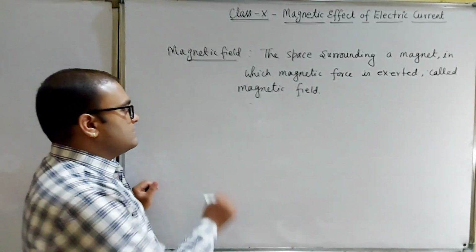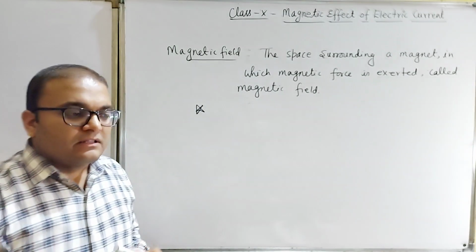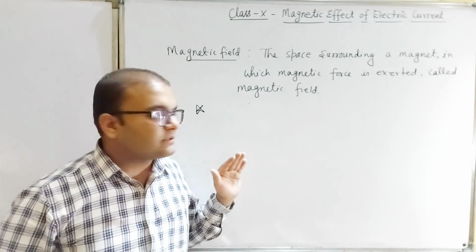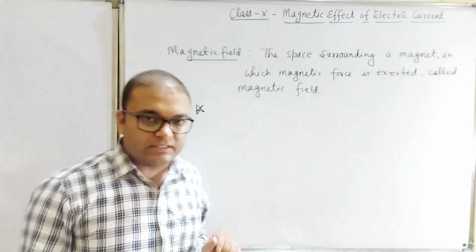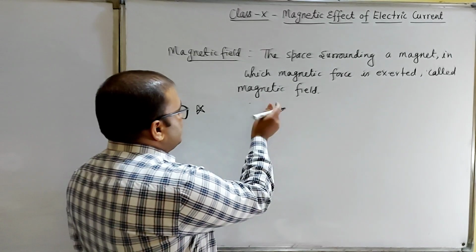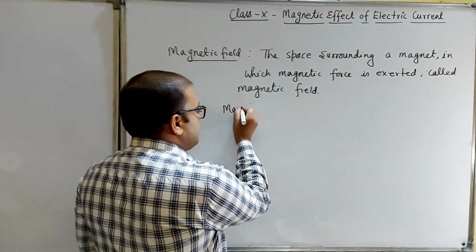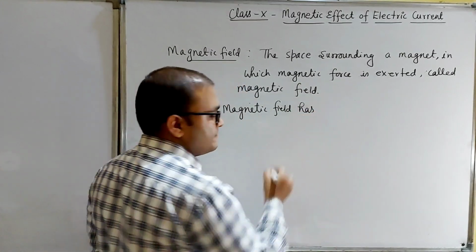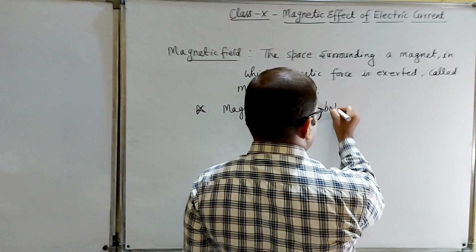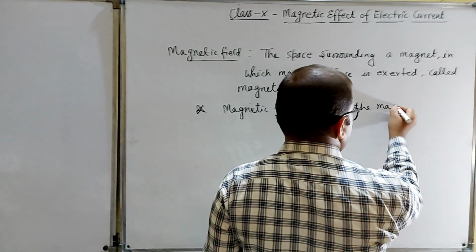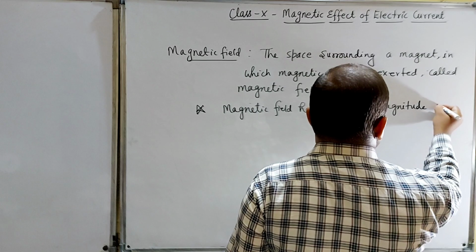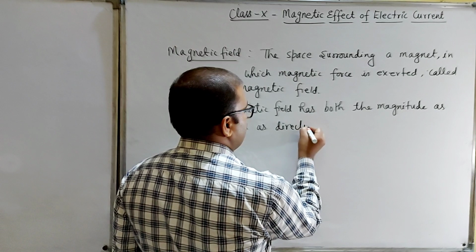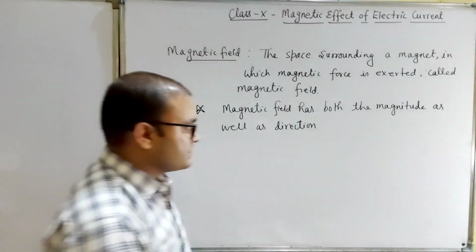In terms of magnetic field, there will be a magnitude as well as direction. There will be a direction of magnetic field. How we can determine the direction? We will discuss later on. So we can write here: magnetic field has both the magnitude as well as direction.